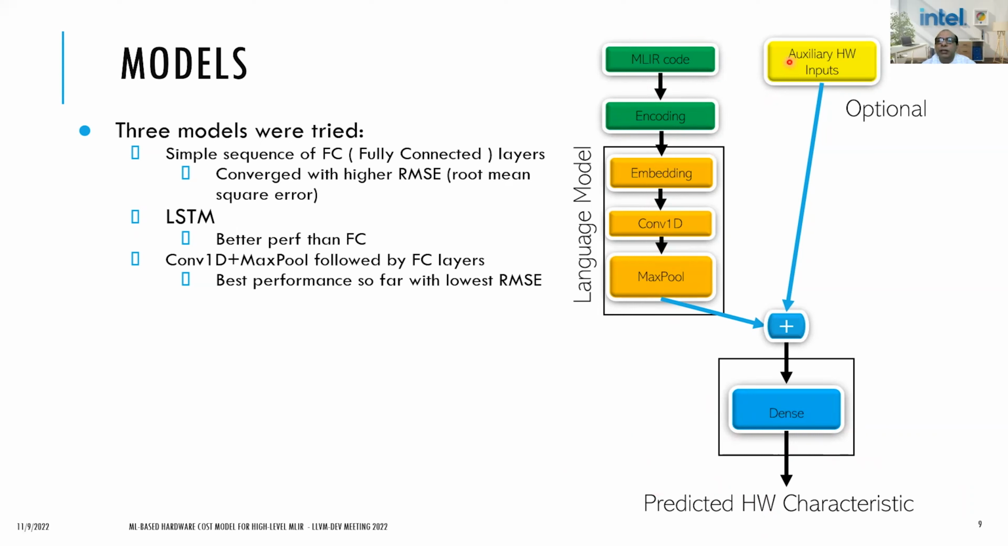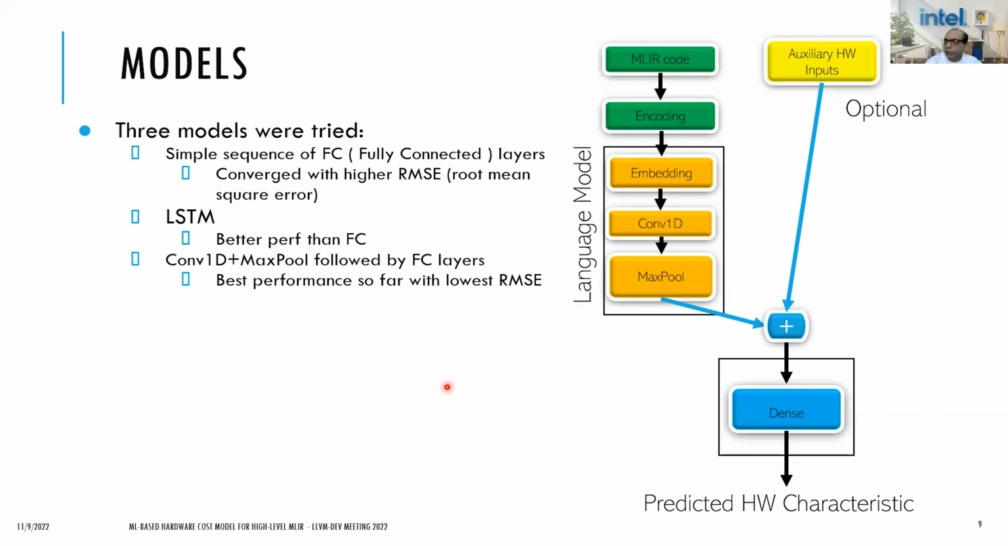Now, in general, you can also pass auxiliary hardware inputs, which means that you can pass additional information about your specific hardware, let's say CPU or GPU or FPGA or hardware accelerator. We haven't done this in our work, and it's optional, but you can do that. So this is the main model that we have finally tried, which gives a fair amount of accuracy and a low amount of error.